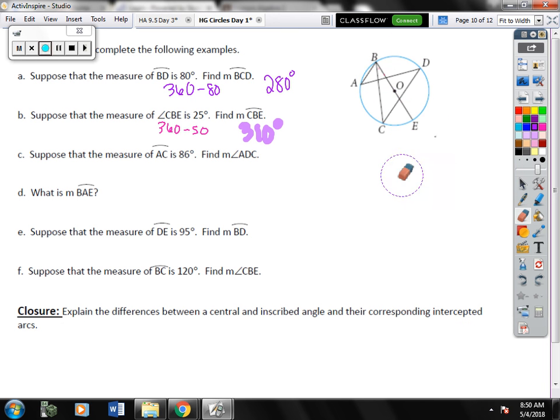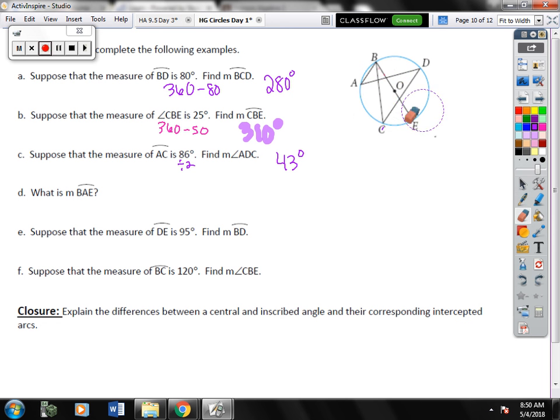Reset our diagram. Suppose that the measure of arc AC is 86. Find the measure of angle ADC. What will angle ADC be? 90? 43. Remember, we take the arc divided by 2 or multiplied by half. Whenever it goes into the smaller part, that's when you divide by 2. If you're going to the bigger part, you multiply by 2.